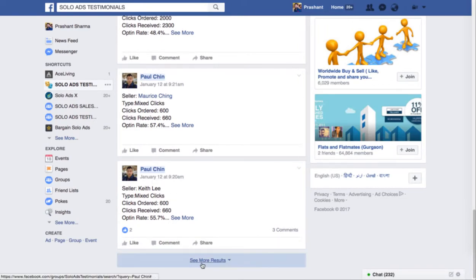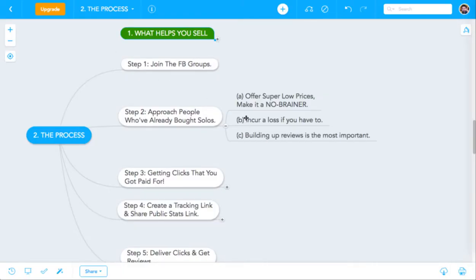See, and you can see more results. Then this goes on and on. That is how you approach people on Facebook who are already buying solo ads. Now that is one part. You approach people who've already bought solo ads in the past because you know they are the most likely to buy. The second part is you offer super low prices. Make it a no-brainer for them.